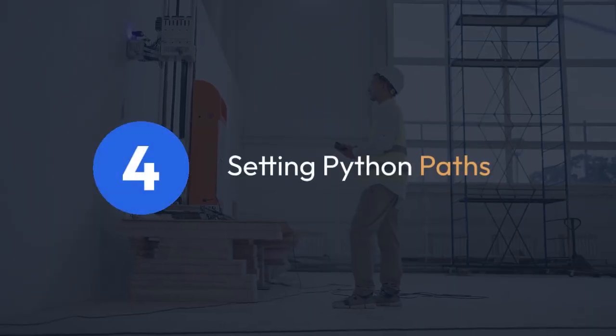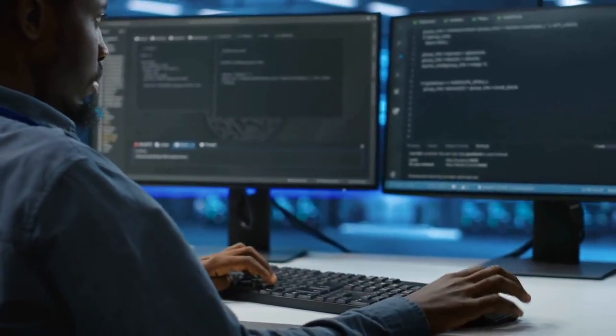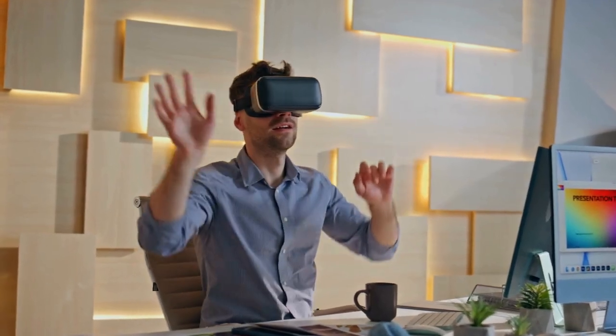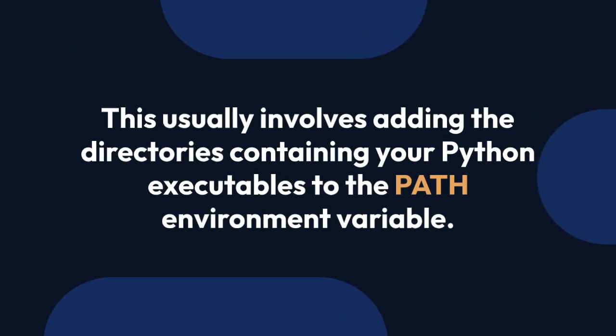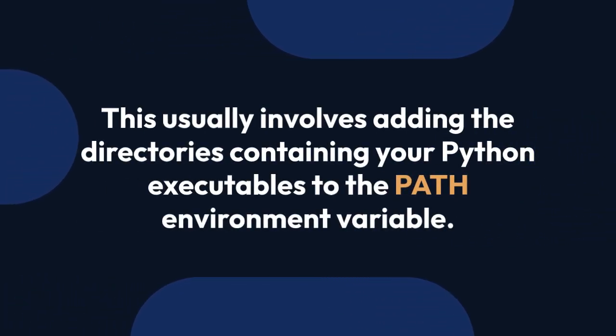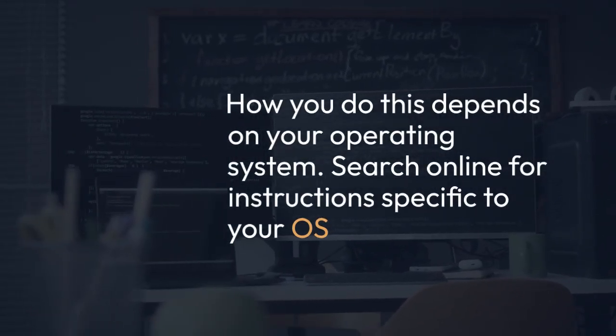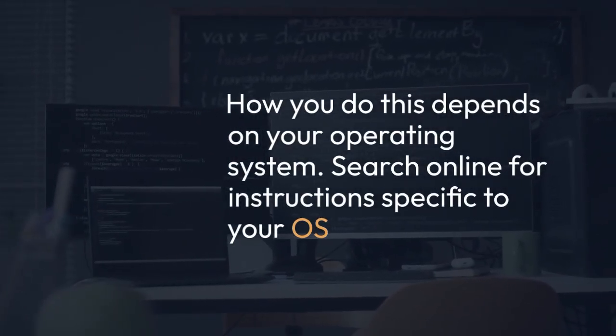4. Setting Python paths. Your operating system needs to know where to find Python. This is managed through your system's environment variables, PATH. If you install Python in a non-standard location or use multiple Python versions, you may need to adjust your PATH. This usually involves adding the directories containing your Python executables to the PATH environment variable. How you do this depends on your operating system. Search online for instructions specific to your OS.